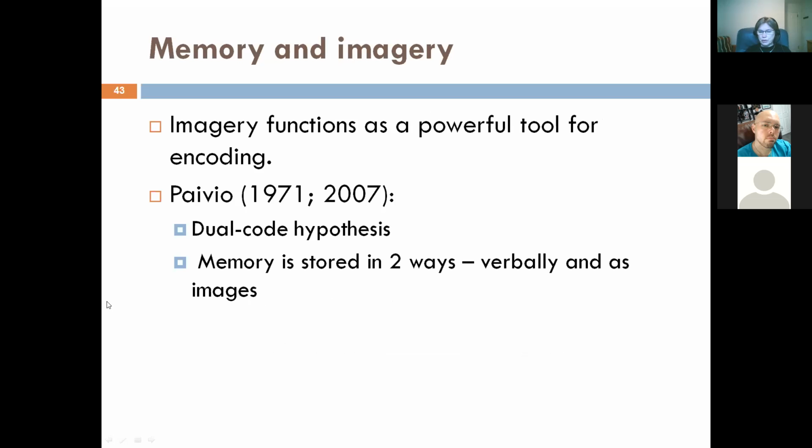And the person who is sort of linked to this, known as the dual code theory, is Paivio, where he says you can memorize things as long as you code them twice, so to speak. You will code them verbally as words, but you also will code them as images, because our memory for images is incredible.